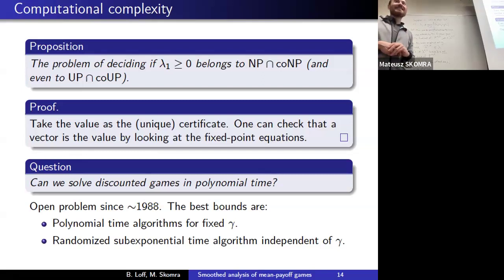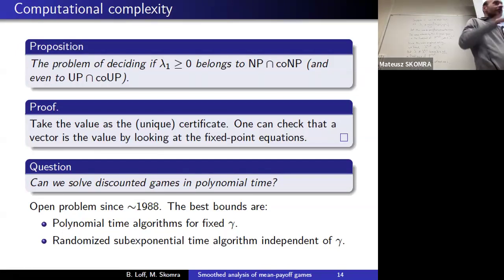What do you mean by not fixing the discount rate? It's strongly sub-exponential, right? So the number of iterations depends on the size of the graph, but not on the discount factor. So it's 2 to the power square root of n, independent of the discount factor. Your discount factor can be very close to 1, but it's still 2 to the square root of n.